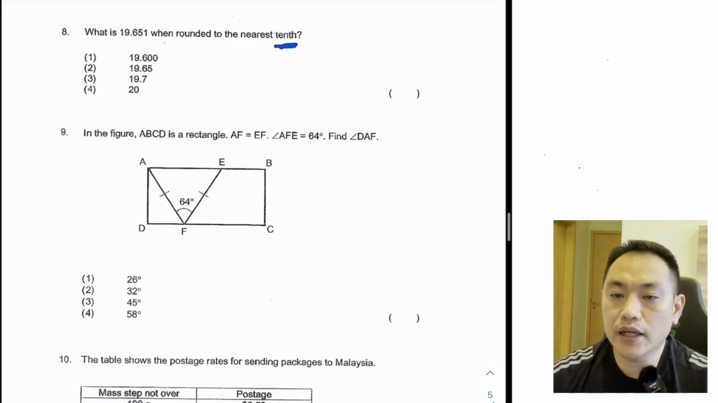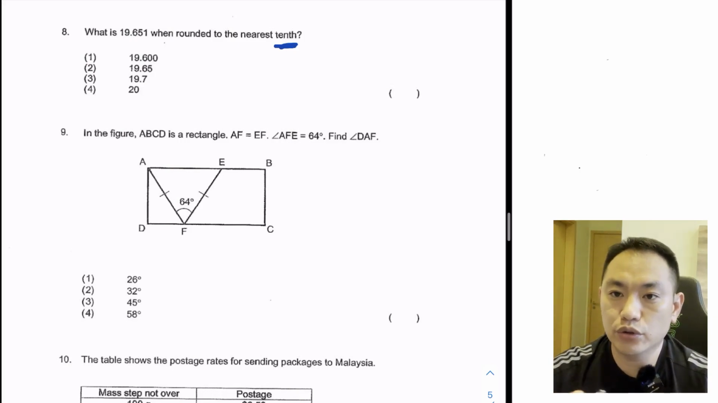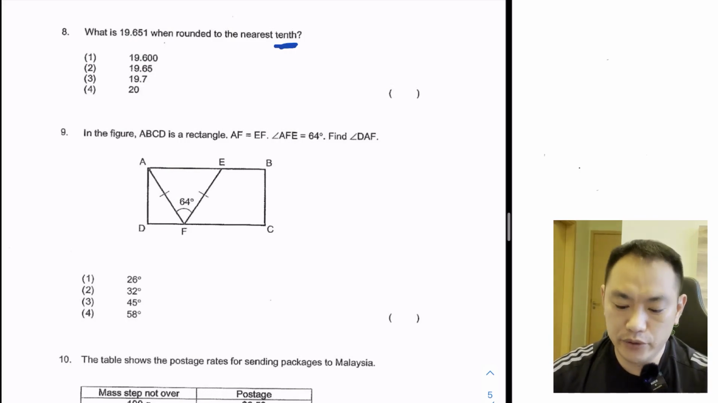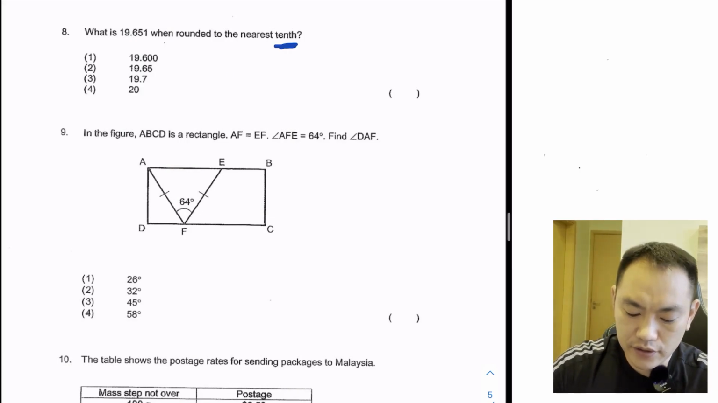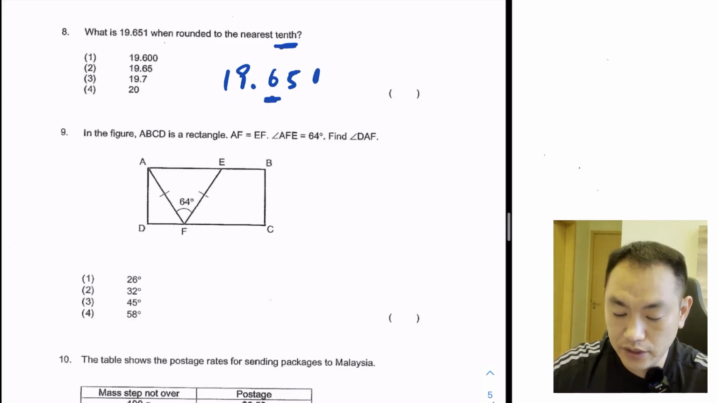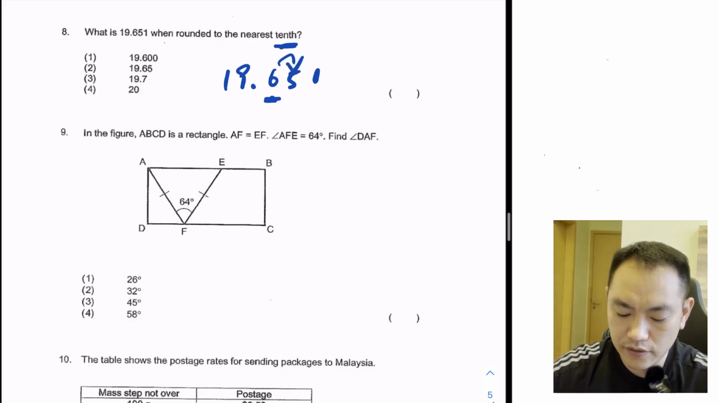When the question is asking to round to a certain decimal, what you need to do is look at the decimal on the right hand side of the decimal they point out. So which is the decimal of tenth? In 19.651, the tenth decimal is here. Which means you don't look at the 6. That's not what you should look at. You should look at the number next to the 6, which is 5.